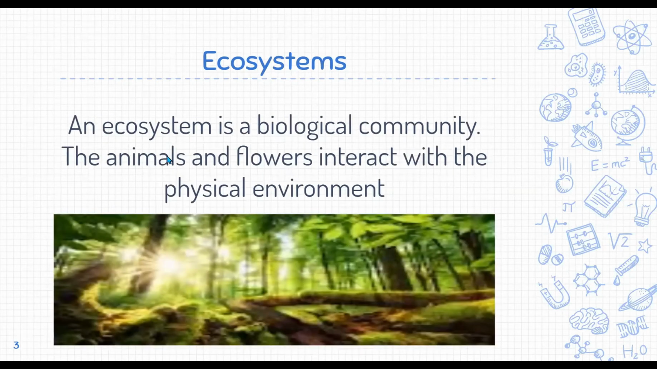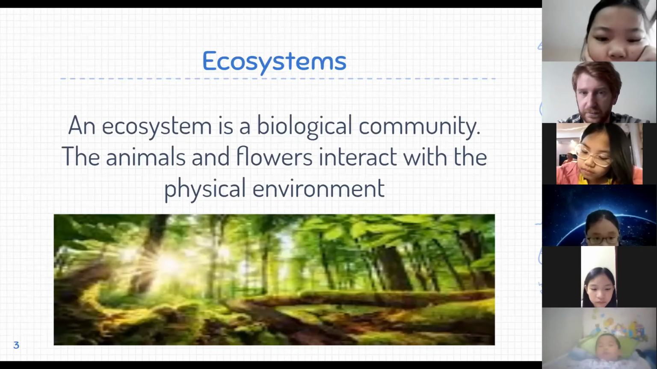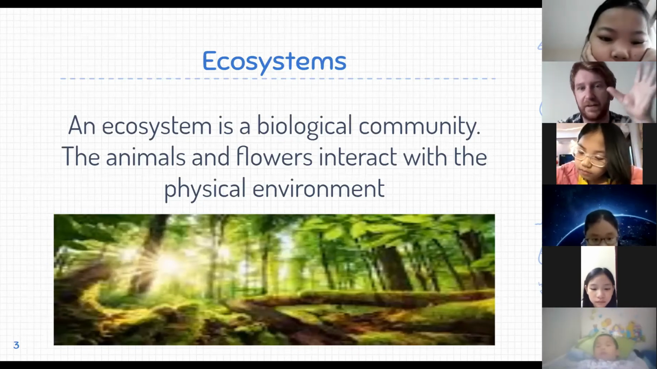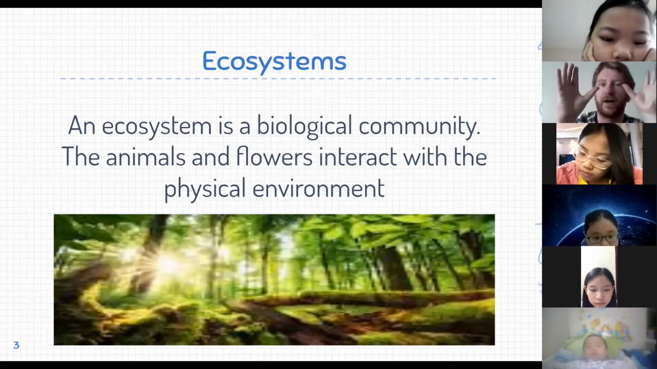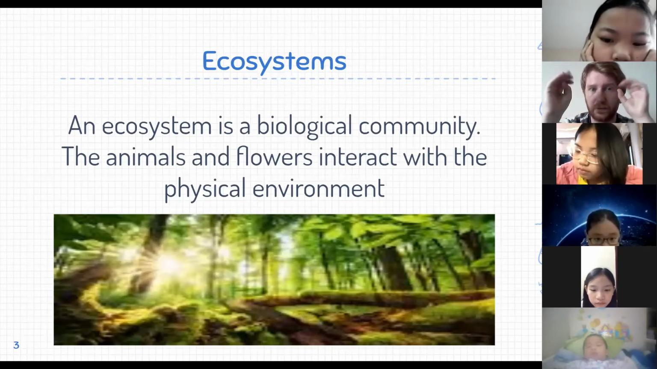An ecosystem is a biological community. The animals and flowers interact with the physical environment. That means that anything that is alive within an environment is part of a community, okay? It's a part of a population of animals or living things, and they interact with the environment around them, okay? So if you were to think about the ecosystem as the living things within an environment, the non-living things also make up the environment. The living things are the ecosystem. When you add the non-living things, you create an environment.